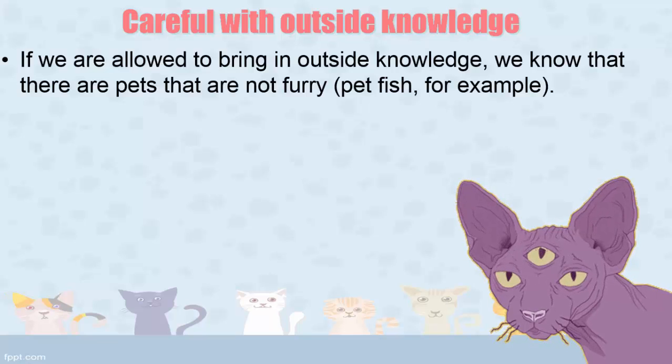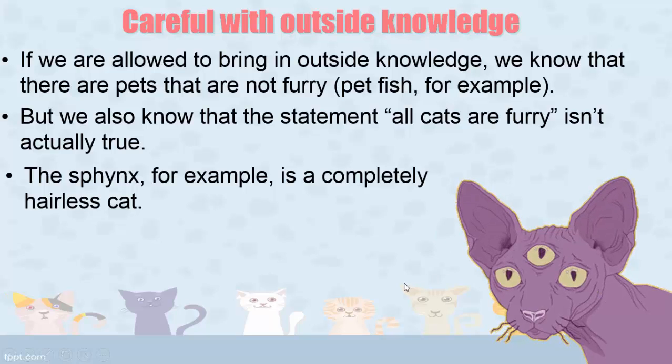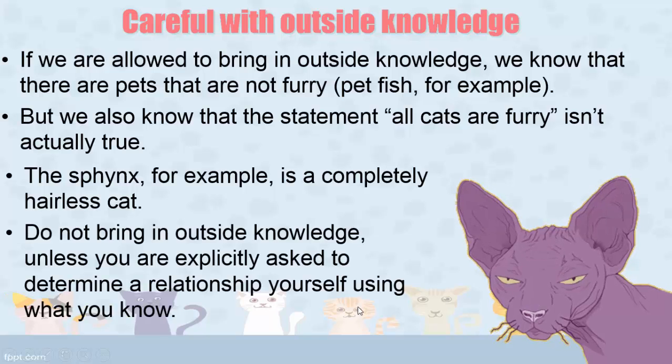If we are allowed to bring outside knowledge, we know that there are pets that are not furry, pet fish, for example. We also know that the statement "all cats are furry" isn't actually true either, because, for example, the Sphinx is considered a hairless cat. So when we're doing these diagrams, we do not want to bring in outside knowledge unless we are explicitly asked to determine the relationship about things you know about.